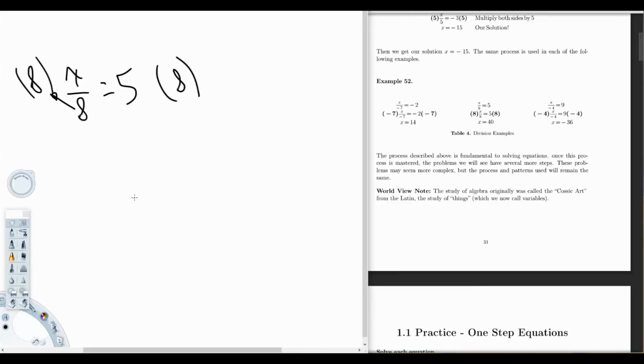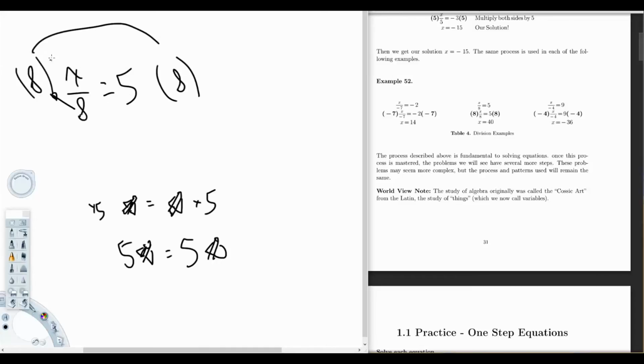Because if I have airplanes here equals airplanes, and I multiply by 5 on both sides, I have 5 airplanes equals 5 airplanes. That's a true statement. That's what we're doing here. You multiply both by the same thing, you're getting the same thing. So 8 times x over 8, eliminate the 8s, you get x equals 40. 5 times 8.